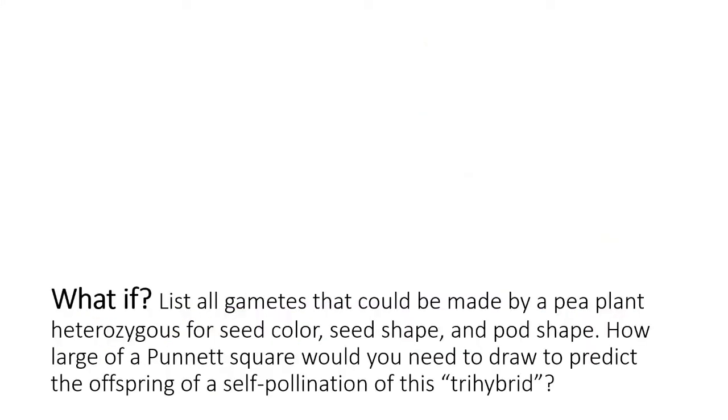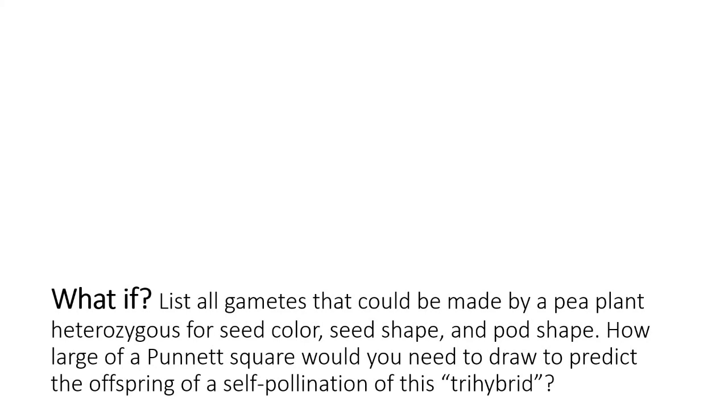The next question, what if? List all gametes that could be made by a pea plant heterozygous for seed color, seed shape, and pod shape. How large of a Punnett square would you need to draw to predict the offspring of a self-pollination of this tri-hybrid? Ooh, okay, so this is a somewhat tedious question, but it's absolutely answerable.